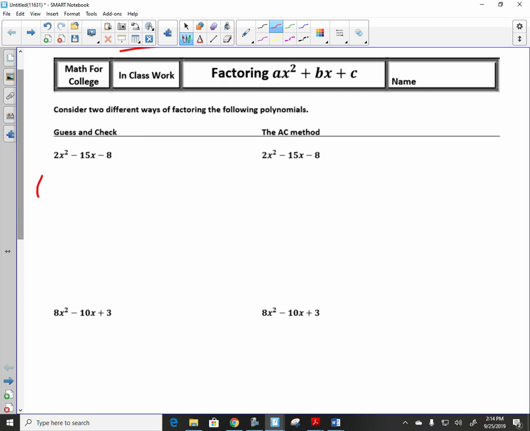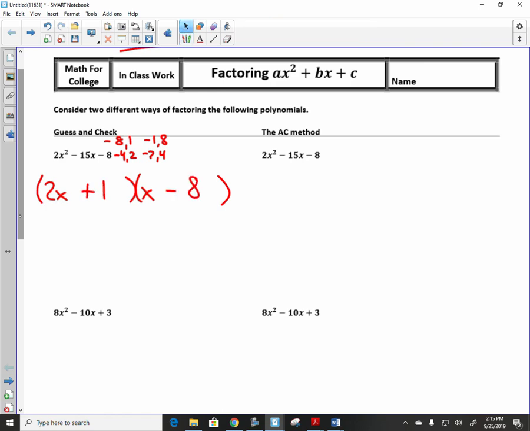So if I have 2x squared, everybody knows I'm going to have 2x and x. But what after that? I either have negative 8 and 1, or negative 1 and 8, or negative 4 and 2, or negative 2 and 4. Can somebody guess how it's going to go? We've got a plus 1 and a minus 8 for a guess.